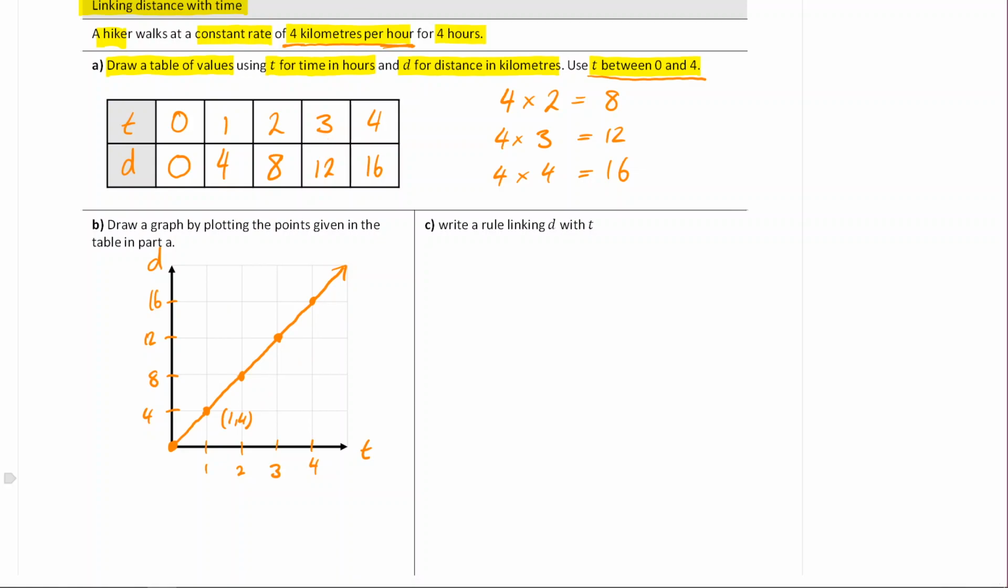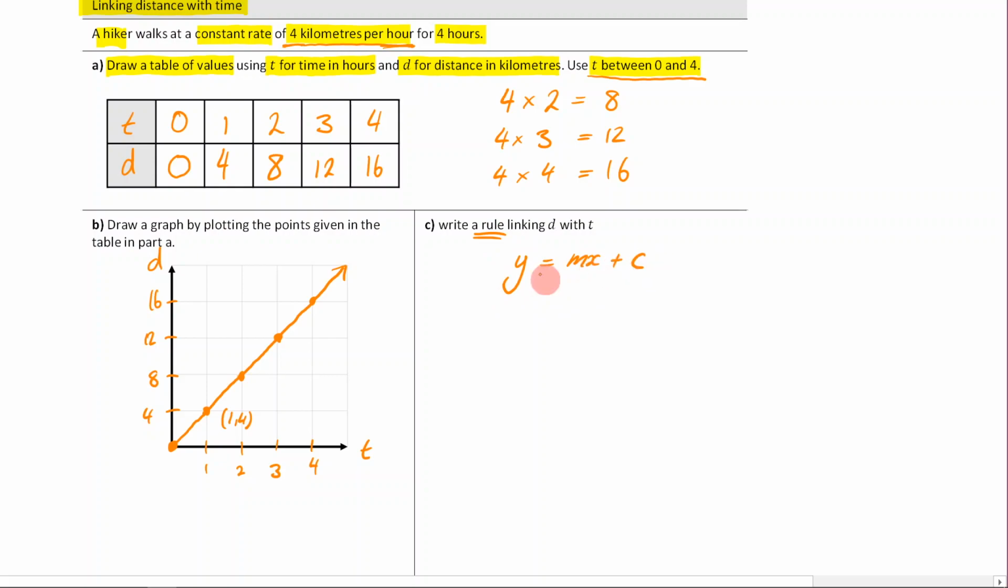Perfect. Now that we've done that and we've created our table of values, the next thing that we've been asked to do is to write a rule using d and t. Whenever they ask you to find a rule, the first thing I want you to do is write down your general form of a linear rule, y equals mx plus c.